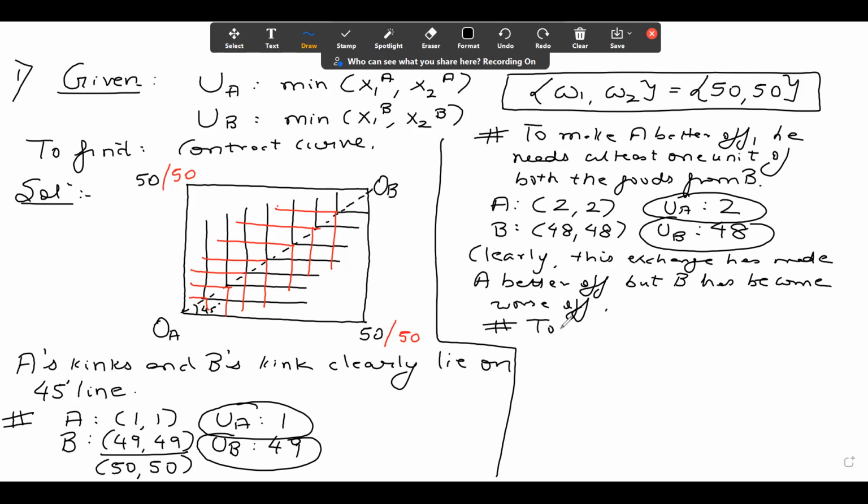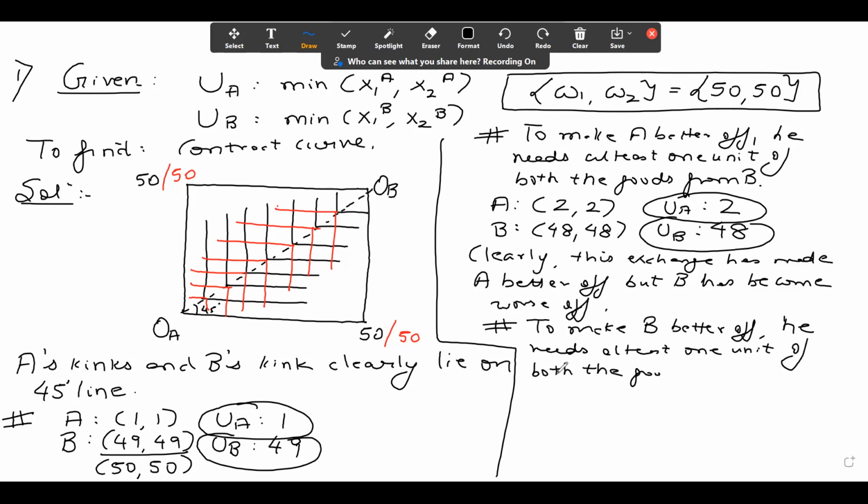So I can write, to make B better off, he needs at least 1 unit of both the goods from A. Now suppose A does that. Suppose A gives 1 unit of both the goods. So we are starting with this allocation, okay?